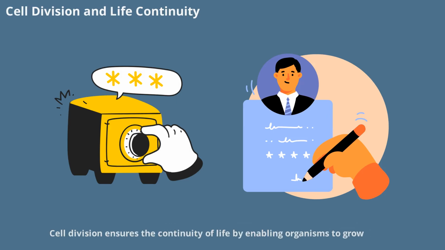Cell division ensures the continuity of life by enabling organisms to grow, repair tissues, and reproduce. It maintains a balance between cell production and cell death, keeping the total number of cells constant. This balance is crucial for the health and stability of living systems.